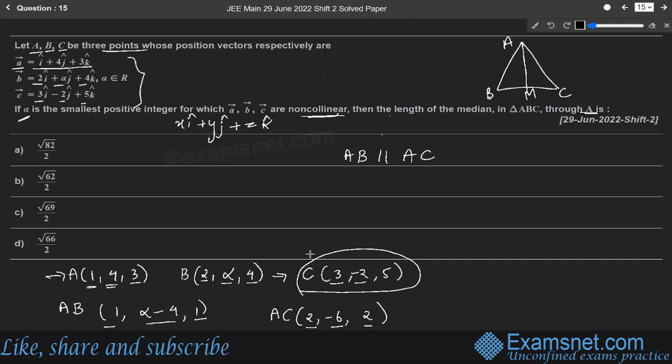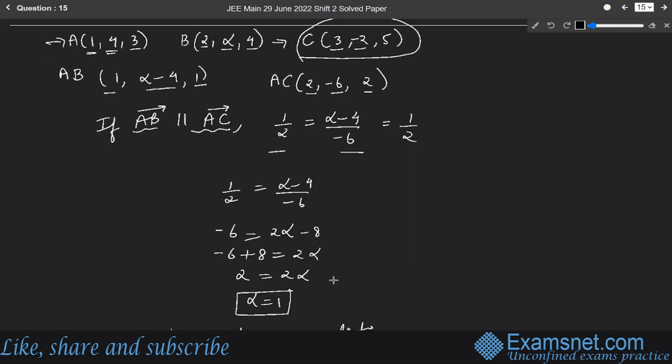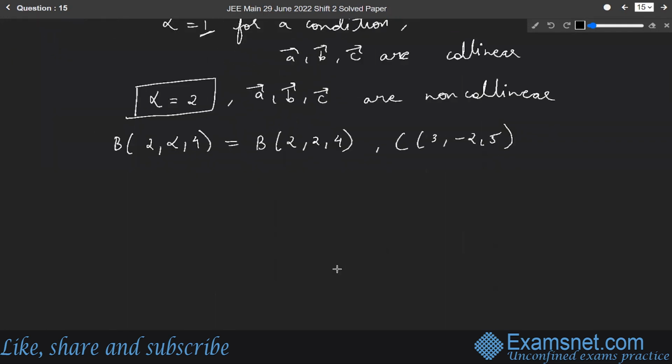And if a median is drawn through vertex A, which is AM, then M will be the midpoint of BC. In order to find the length of AM, we need the coordinates of M. It means that we want the midpoint of BC. So let us find the midpoint of BC. We have the coordinates of B as 2, 2, 4 and the coordinates of C as 3, -2, and 5. So what will be the midpoint of BC?